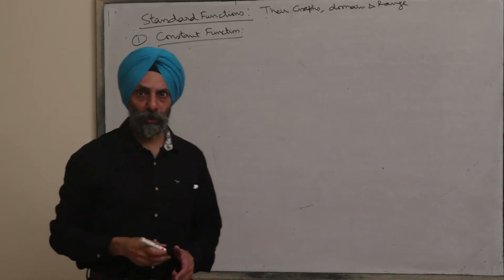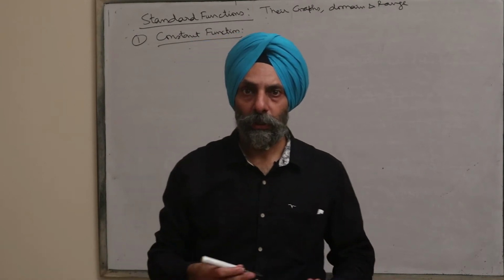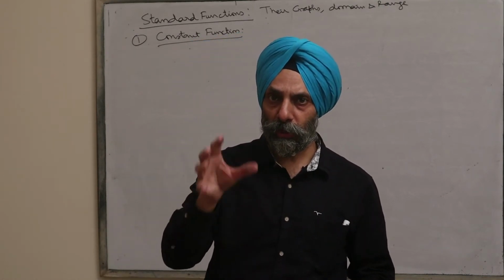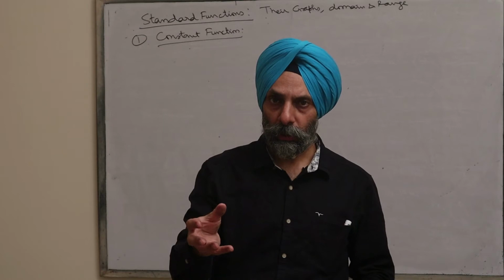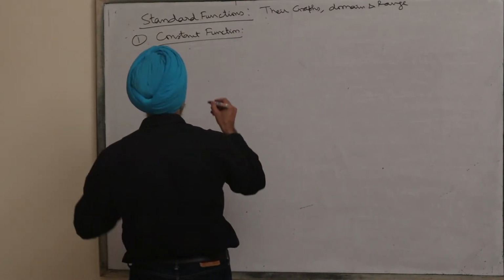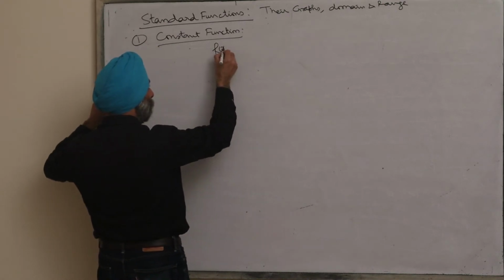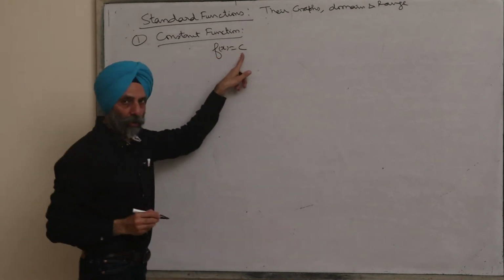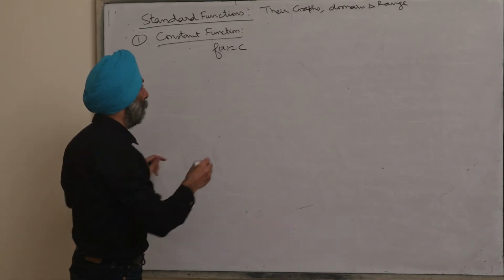So what is the literal meaning of constant? Which doesn't change. So similarly, the function which doesn't change is called the constant function. Which means if it is independent of the variables, then it's a constant function. So for example, f(x) is equal to c is called the constant function.